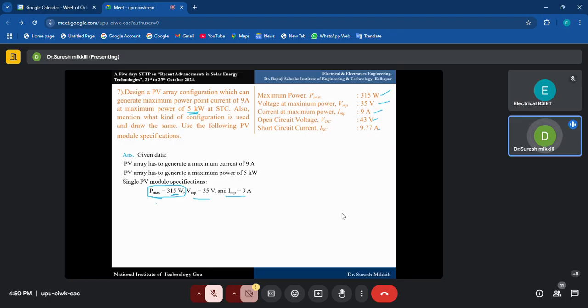Number of PV modules required to generate 5 kilowatt: if a single PV module is generating a power of 315 watt, how many modules will be required? Can you tell me? Total power divided by individual power. Total power is 5 kilowatt. One module power is how much?